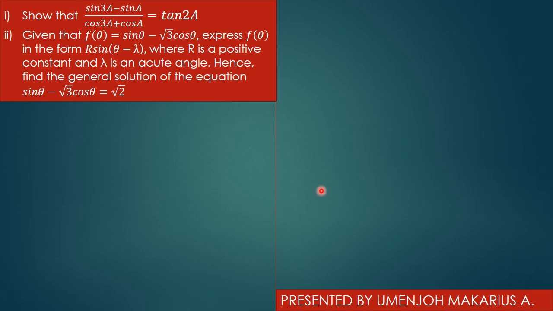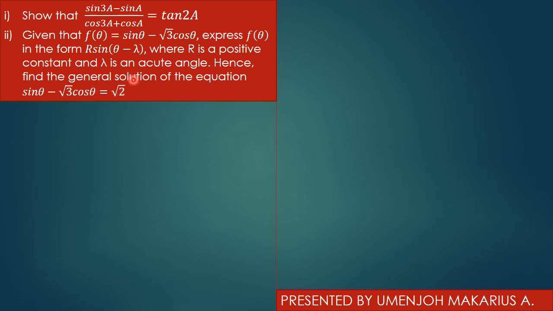Awesome guys, so as you can see, I have the first question on screen. The question says we should show that (sin 3A minus sin A) over (cos 3A plus cos A) is the same as tan A. Then the next part says that given f(theta) equals sin theta minus the square root of 3 cos theta, we should express f(theta) in the form R sin(theta minus lambda), where R is a positive constant and lambda is an acute angle. Hence find the general solution of the equation sin theta minus square root of 3 cos theta equals square root of 2.